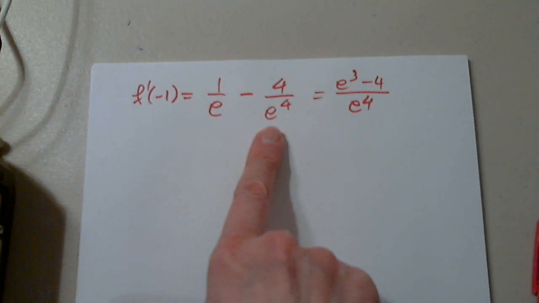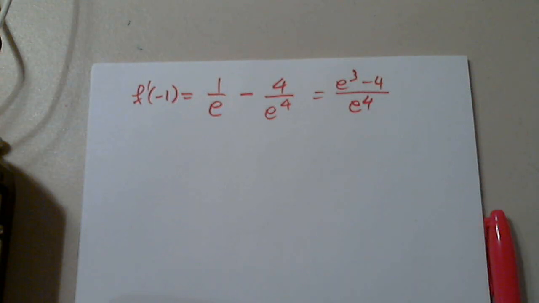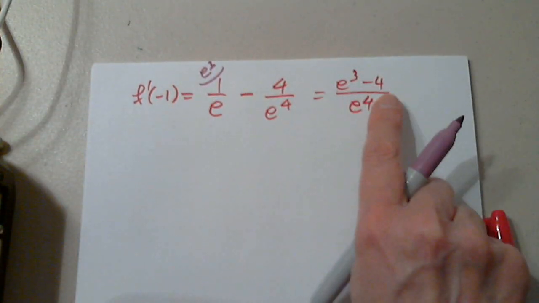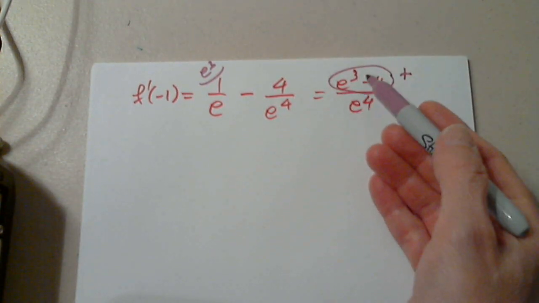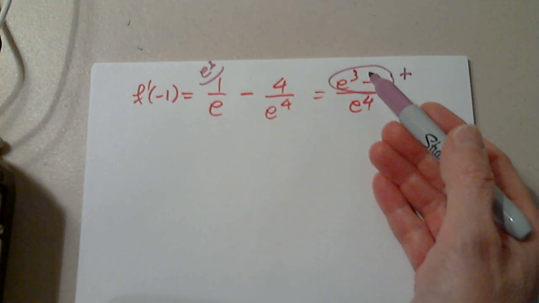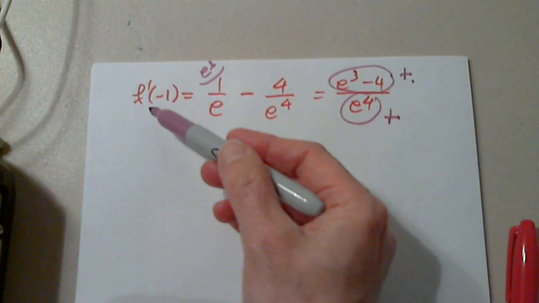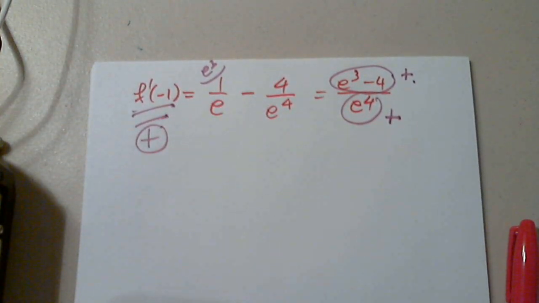Minus 4 over e to the fourth. The least common denominator is e to the fourth, but I have to multiply this by e to the third. E to the third minus 4 is positive, because e cubed is more than 8. Minus 4 is positive, and this is always positive. So the answer, f prime of -1, must be positive, not negative.